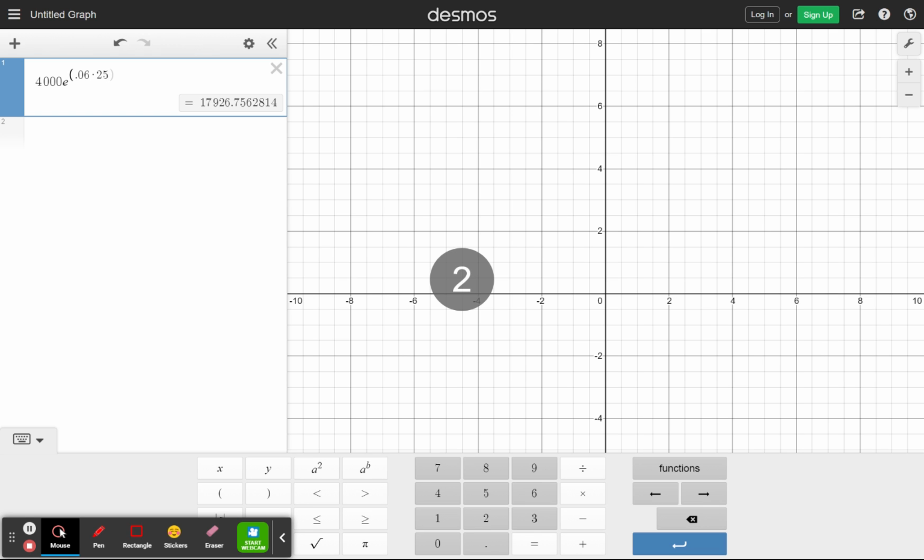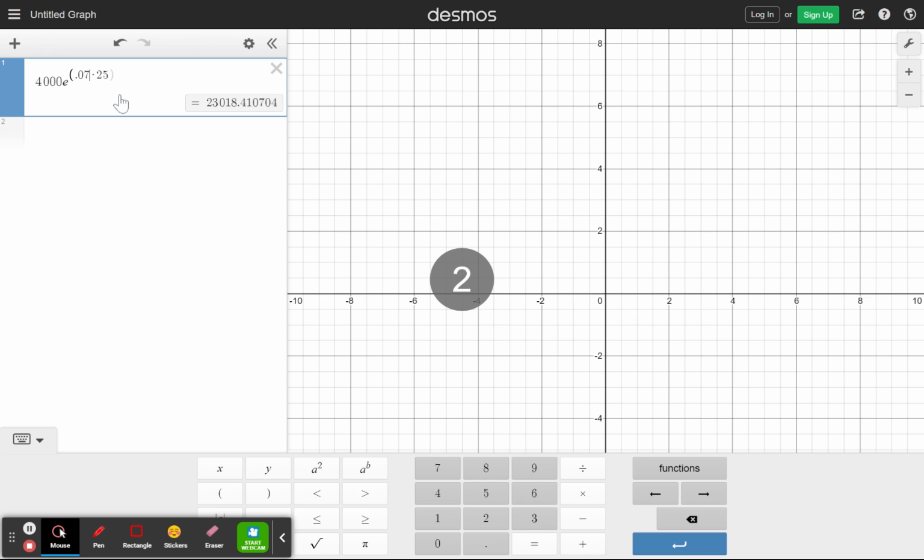All right, so now you've earned $13,926.76. Or you could up this. You could up your interest rate. What if you were getting 7% interest instead of just 6% interest?